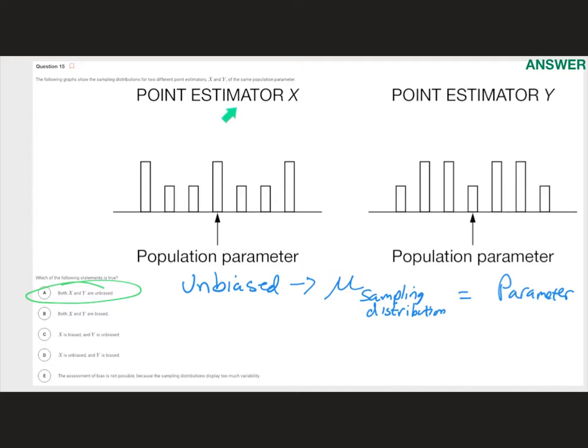Well, if I look at estimator x, the parameter is right here. Since this distribution of samples is symmetric, the center of the samples is the same as the population parameter, which means unbiased. Same thing happens here. Here's the population parameter. The samples are symmetric around the population parameter, so the mean of the samples is the same as the population parameter, so both x and y are unbiased.